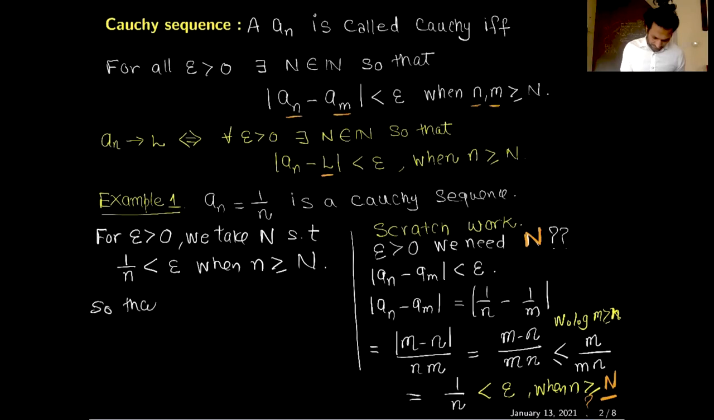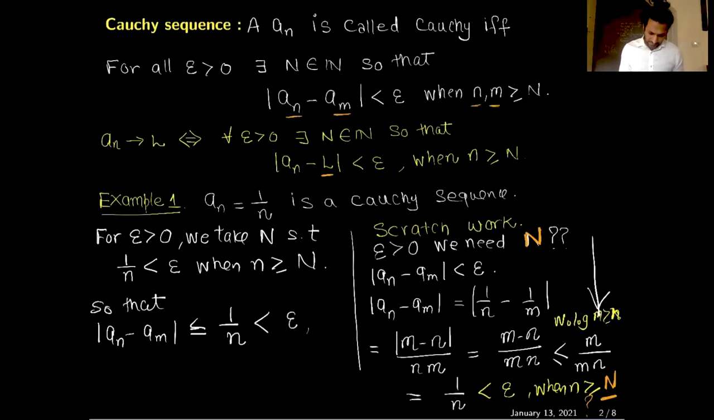So if I calculate the difference between an and am, now I can repeat all the calculation which I did here. This simply will be less than or equal to 1 over n, and I know that 1 over n is less than epsilon when n is bigger than or equal to capital N. So this implies also an minus am is less than epsilon.